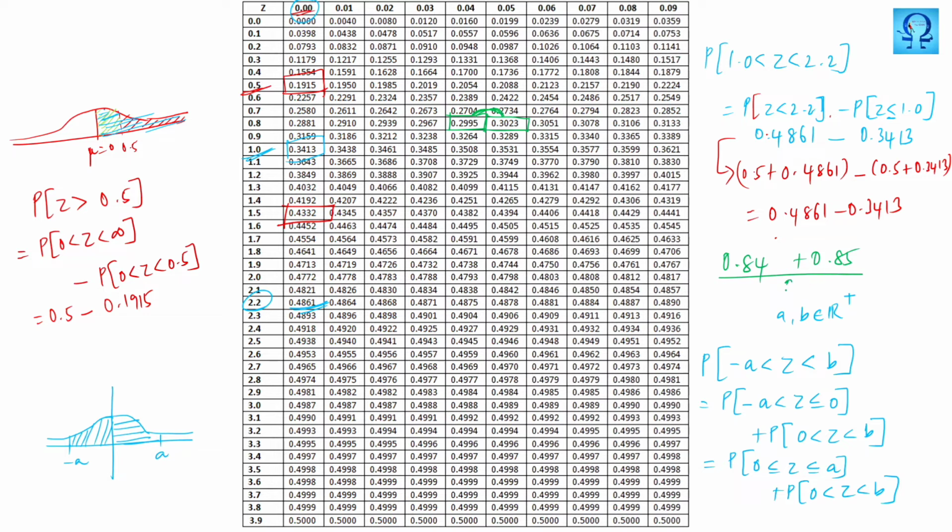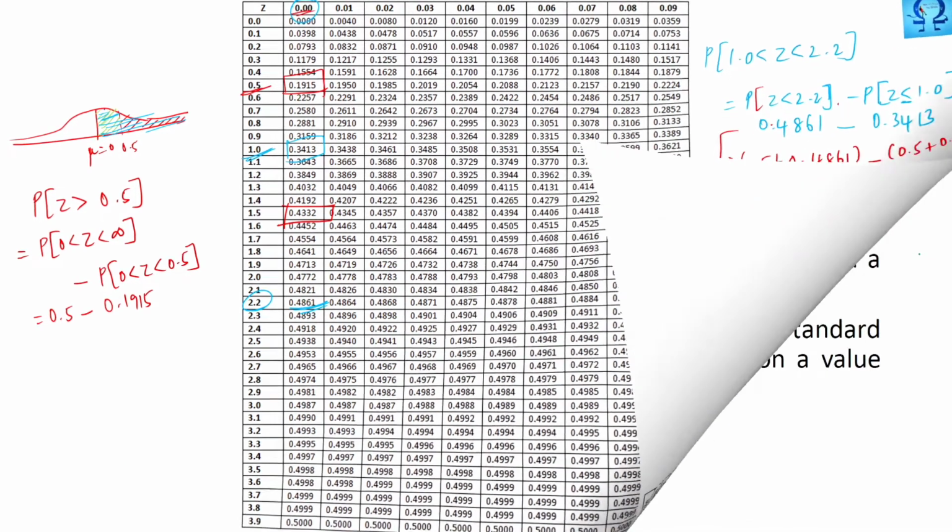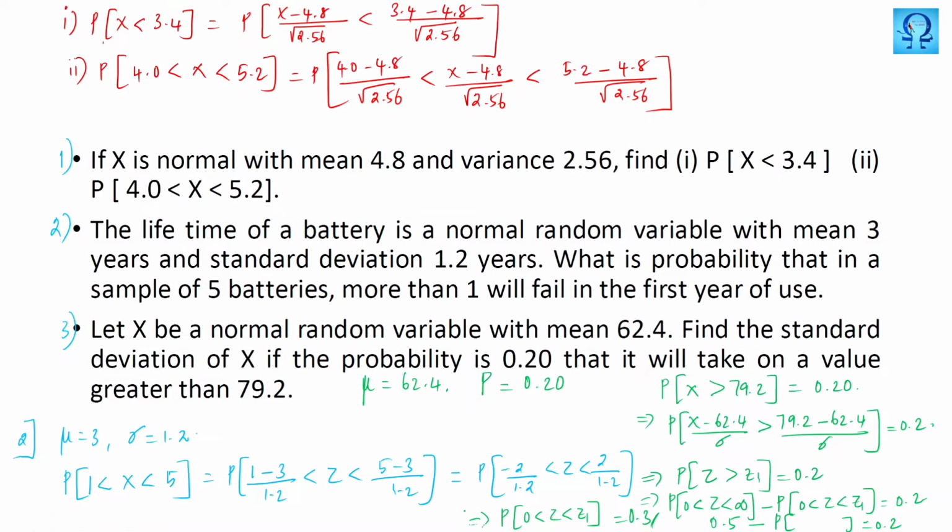So we just take the average of these two if the required value is lying between them. We don't have to care too much whether it is closer to 0.84 or 0.85. Just take the average, so we would get 0.845. So coming back here, your z1 is 0.845. Now in your z1, it is (79.2 minus 62.4) divided by sigma as 0.845. Now you need to make some calculation and find out the value of sigma.